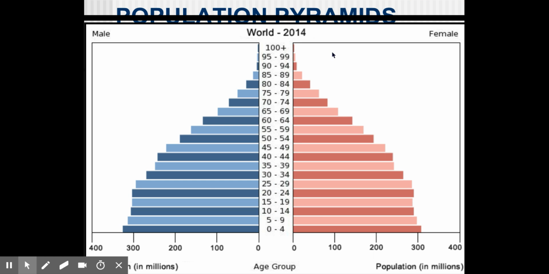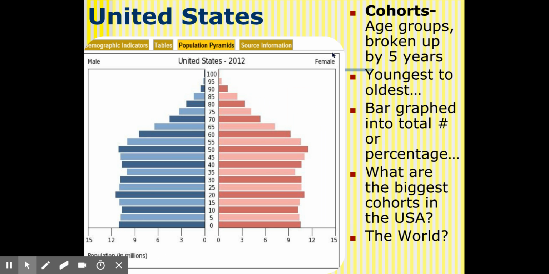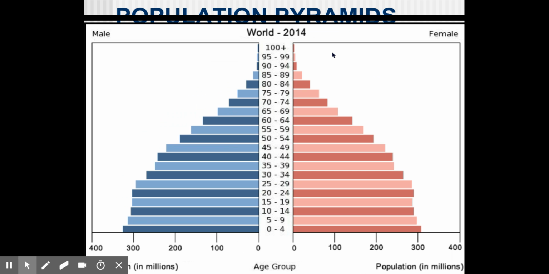So let's take a look at the world. We look at the United States, we see it's kind of like this frumpy thing with the baby boom in the middle. But if you look at the world population, it's a much smoother kind of pyramid shape. And you can see that basically the world is getting much, much bigger in population and pretty split evenly between men and women.